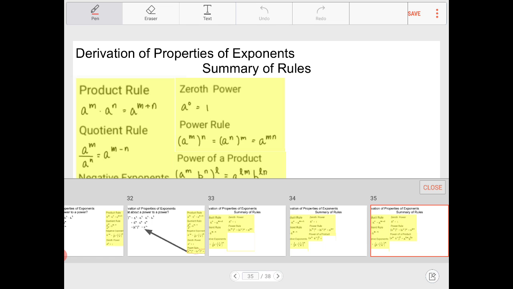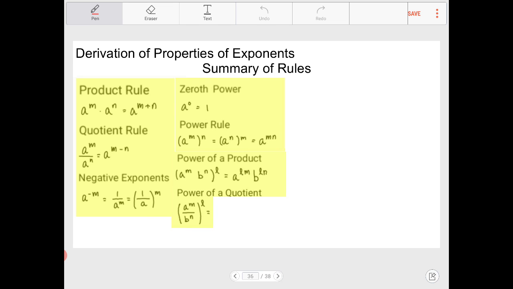Similarly, if I have a quotient, the power of a quotient, can you make a prediction as to what will happen here? The exponent, once again, will be distributed to just the exponents. This is equivalent to a to the Lm over b to the Ln. So these are all the rules that you will need to internalize. And I will encourage you not to memorize this verbatim, but to apply this in practice. Through practice, you will then memorize this. Okay?